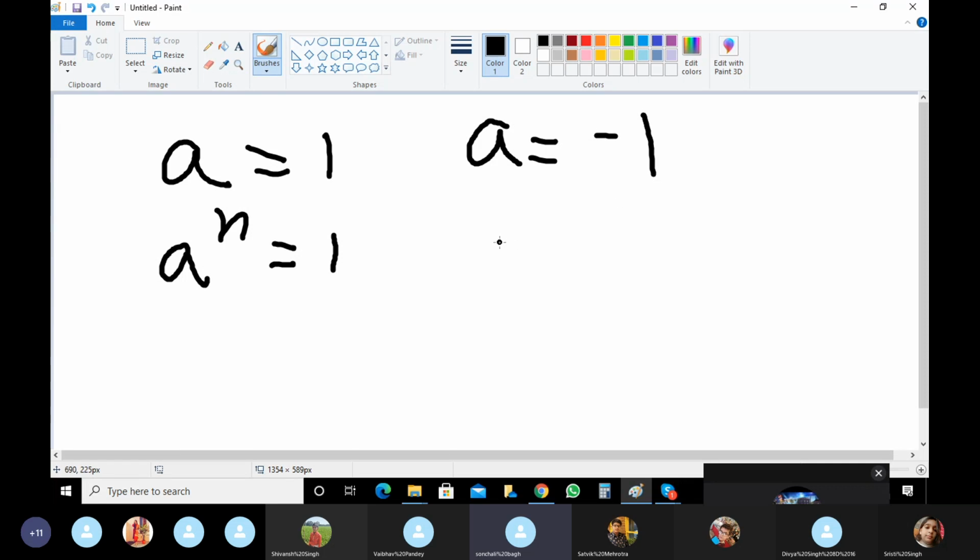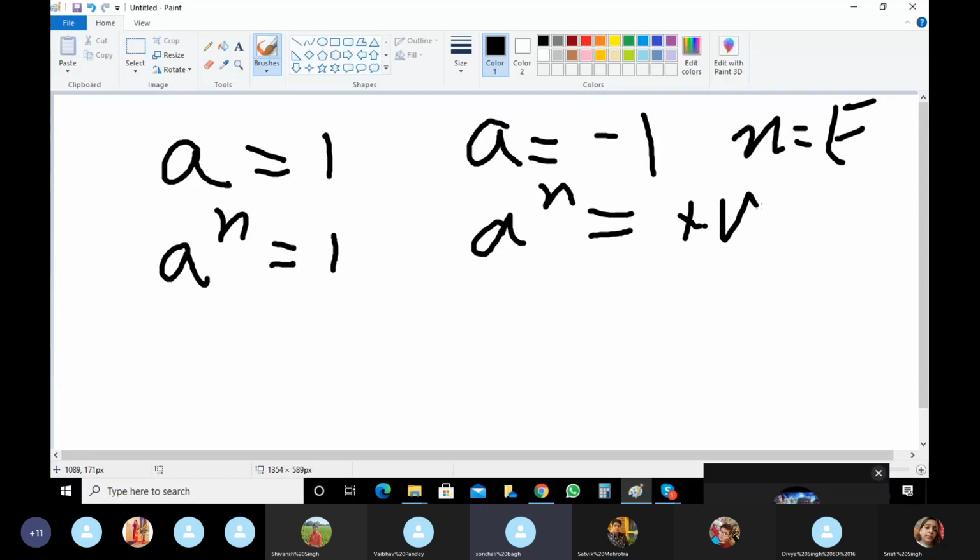But if a is equal to -1, then a to the power n will totally depend on the value of n. The answer will depend totally on the value of n. If n is even, then we will get a positive, and if n is odd, then we will get a negative. This you have learned in the previous class.